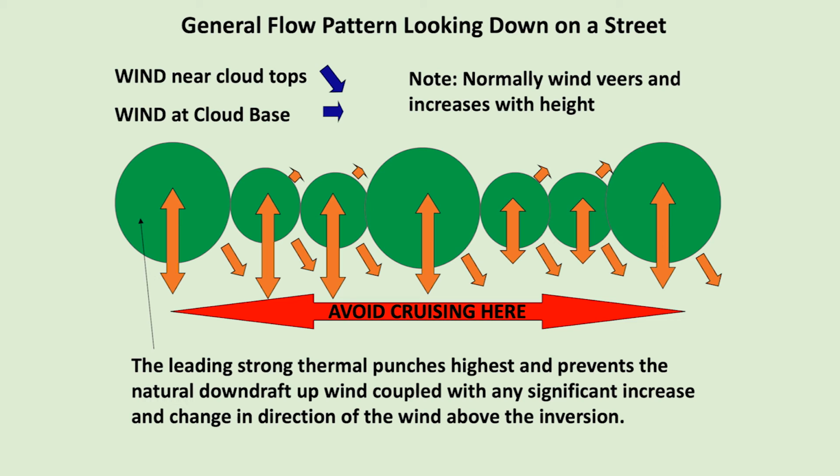So in this example, we have a street with the wind at cloud base, which is going straight down the green blobs, which are the rising air. The wind near the tops of clouds, however, just above the inversion, has veered, and so it's now going to push the tops of the clouds more to the bottom of the screen. Now that means there is considerably more sink on the bottom of the screen in this diagram. The leading strong thermal punches highest and prevents the natural downdraft upwind, coupled with any significant increase and change in direction of the wind above the inversion.